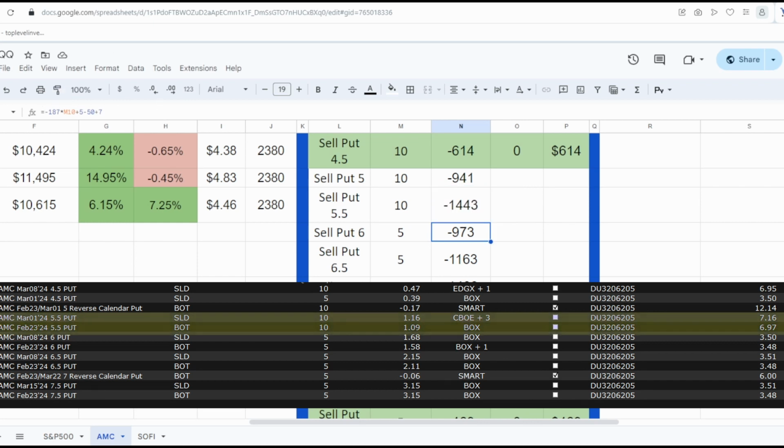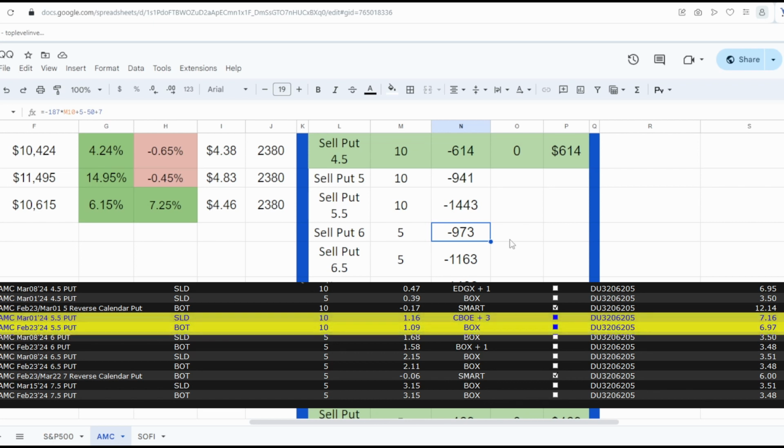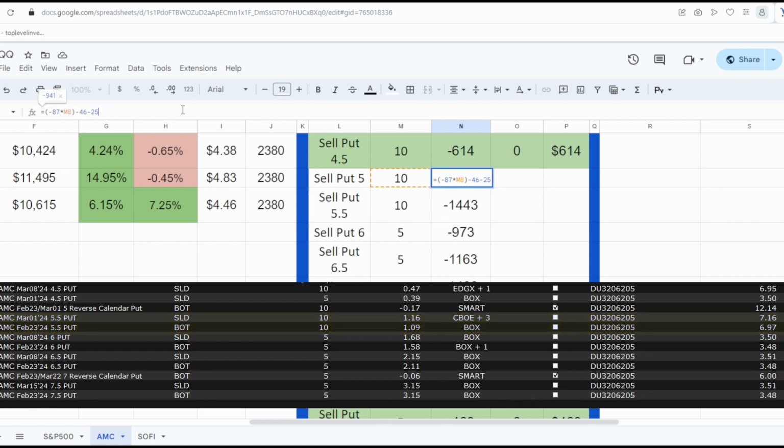And the most successful move was the 5.5 strike. Here I got $7 each, and $7 each means 10 options, so that's $70, which means the 5 and 5.5 strikes bring me a good profit. Let's not forget about the $7 commission.